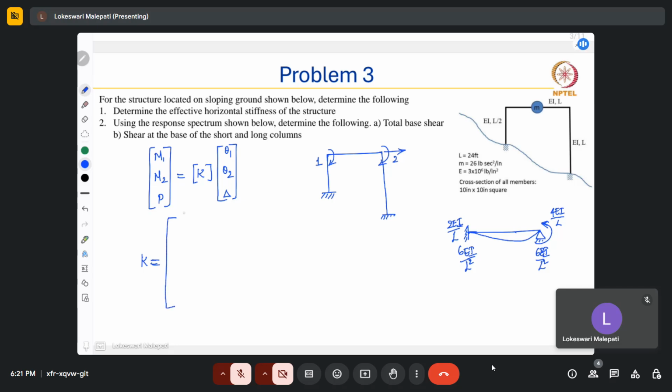So the first column corresponds to theta 1. So when theta 1 is applied, the frame is going to deform like this. Okay, this is the positive convention that we are using.